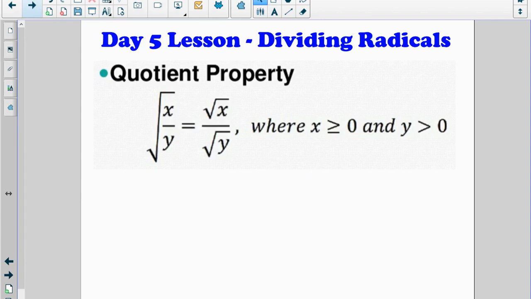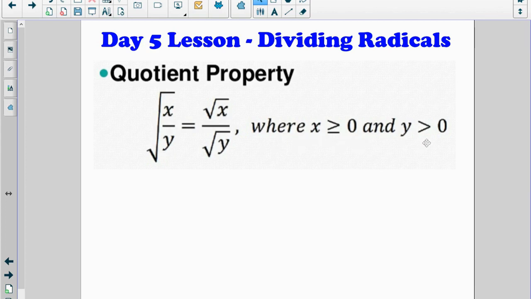The quotient property basically says that if you have the square root of a fraction, like we see on the left side over here, the square root of x over y, notice the fraction is all inside or underneath that square root symbol. It's going to be the exact same thing as if we take the numerator and the denominator of that fraction and basically split the square root into two square roots. So the square root of x divided by the square root of y is the same thing as the square root of x over y.